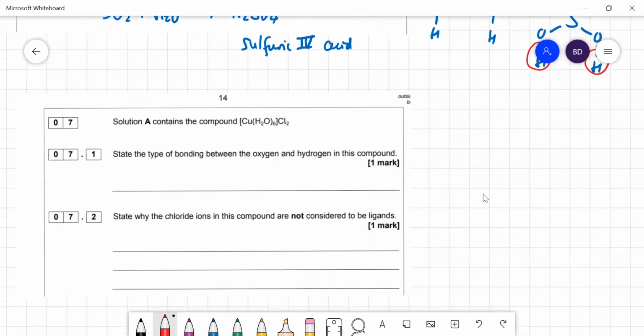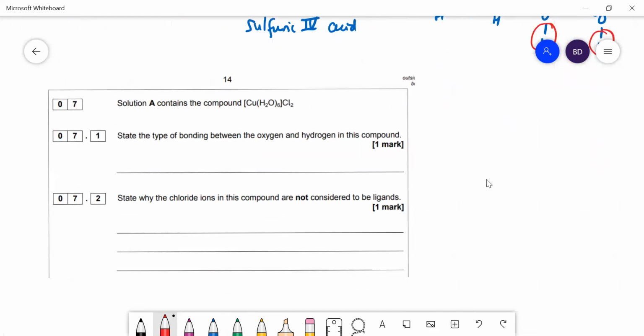And this one is about complex ions. The solution contains this compound here. Now, let's just break down what we've got there. We've got Cu(H2O)6 2+, the hexaaqua complex ion, and we've also got 2 chloride ions in solution. They'll be completely separate.